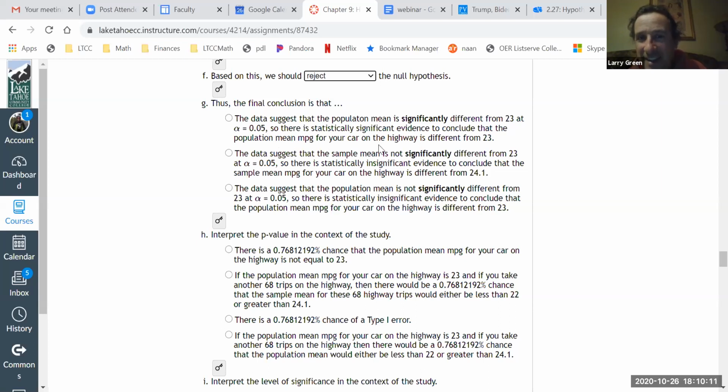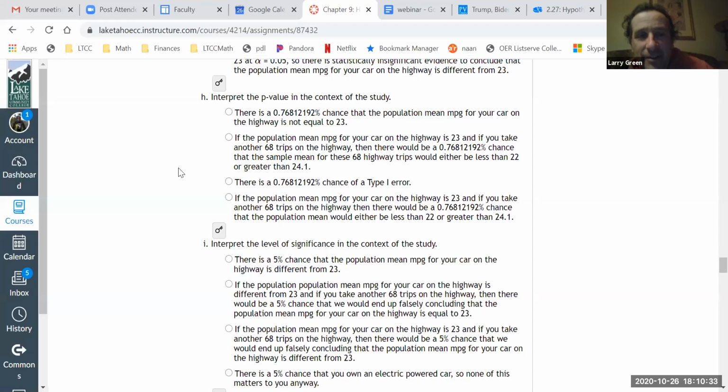We have statistically significant evidence. So the data suggests the population mean is significantly different from 23 at 0.05. So there is statistically significant evidence to conclude that the population mean miles per gallon for your car on the highway is different from 23. Okay, now the p-value.